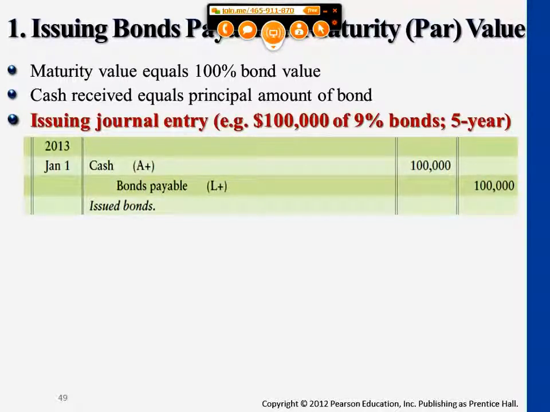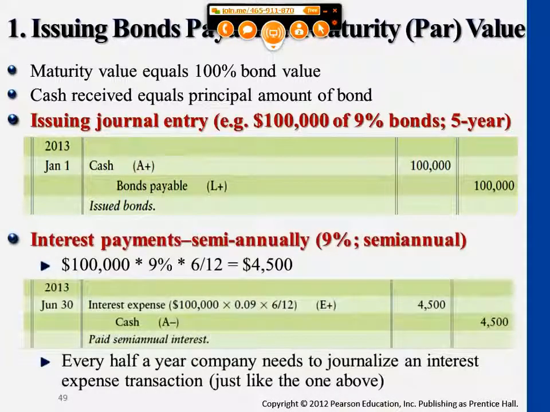This is a 5-year bond. The first day when we issue it, we receive the cash from the creditor. This is the journal entry that records the issuance of the bond at maturity value. The entry of the issuance only looks like this if the interest rate matches: 9% stated interest rate equals the 9% market interest rate. On Wednesday we'll cover the second and third cases. The first issuance entry will not look like this. So this is the first type, where the stated interest rate equals the market interest rate.